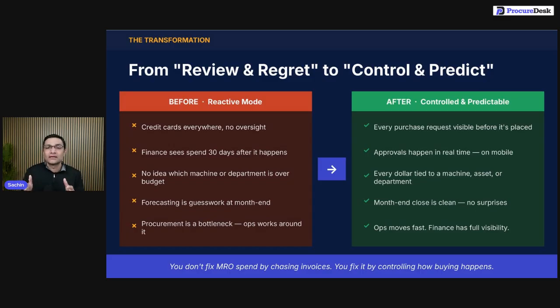If you do this right, this is what you would see in your operation. Number one, you have visibility upfront. You know what your committed spend is. You have approvals happening in real time. Every dollar that you spend is tied to a source, machine, category or asset, and so on. And we see as a result that the month end process becomes faster. Typically, if you are at 10 to 12 days, you'll come down to 5 or 6. And of course, you have more room for opportunity, but that's the easy benchmark that you can use. And you would see ops becoming faster. Ops moves faster. They are able to buy what they want to buy with a better process.